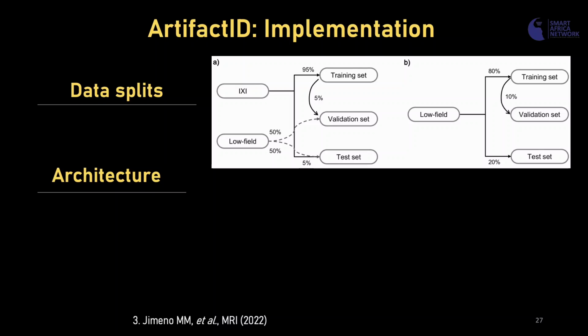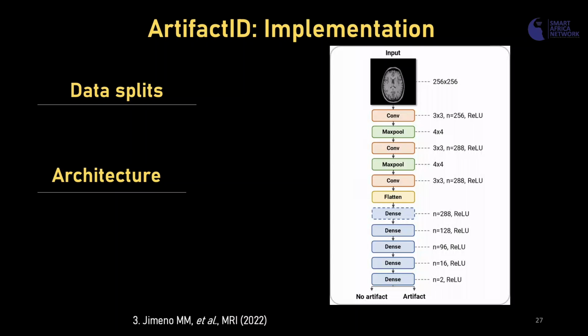Here is a look at our data splits. For the wraparound, we leveraged the IXI dataset for training and testing, and the low field was used mostly for validation and testing. Whereas in the case of Gibbs ringing, we use the low field for all three purposes. Our architecture was a simple 2D convolutional neural network and a binary classifier of whether it had an artifact or no artifact.